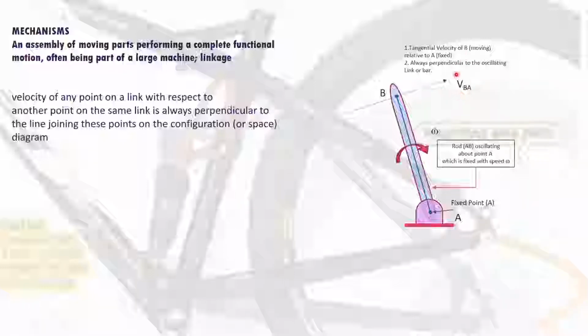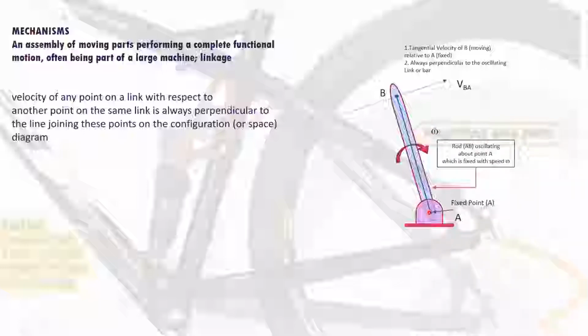This velocity VBA is always at 90 degrees. If we use vector diagrams, that means the graphical method, then for any of these members, links or rods, we always draw a line perpendicular to the member, representing the velocity component of that particular point with respect to the other. This line VBA must always be perpendicular to the oscillating link or bar. Remember, point A is fixed.